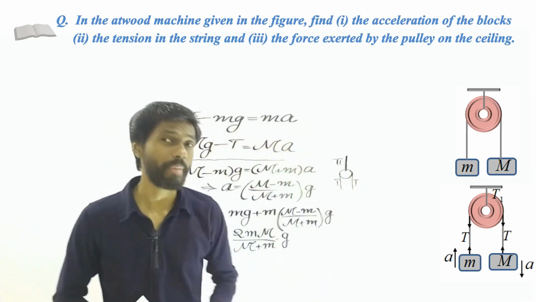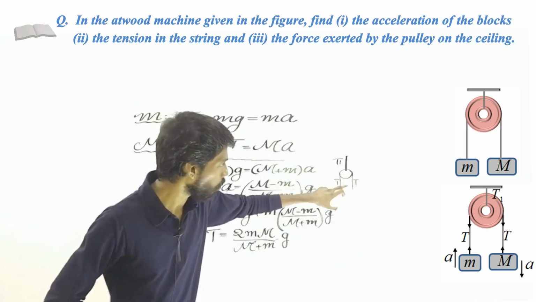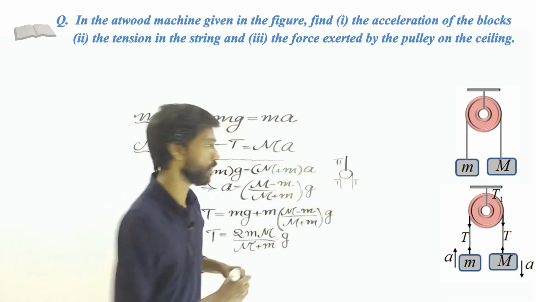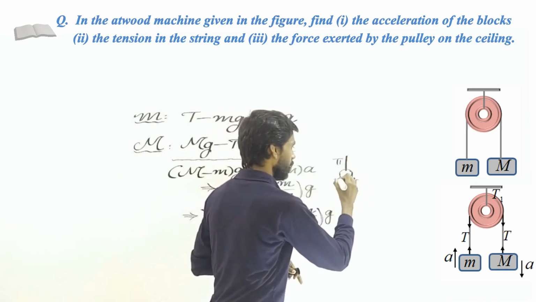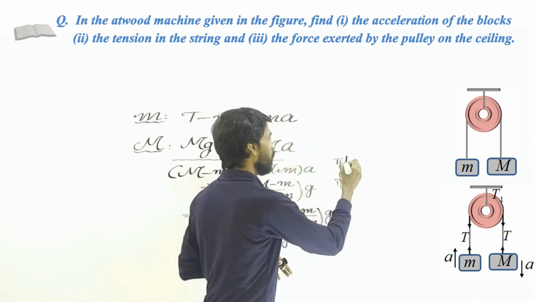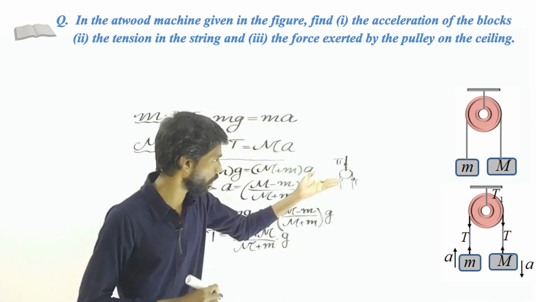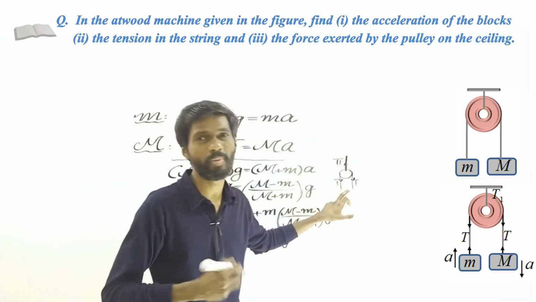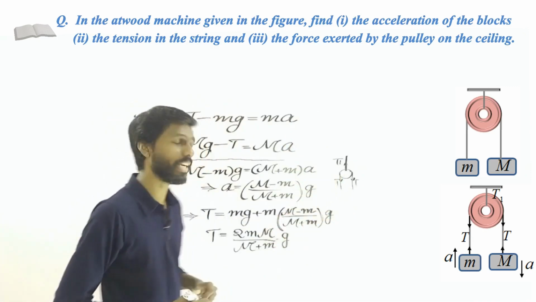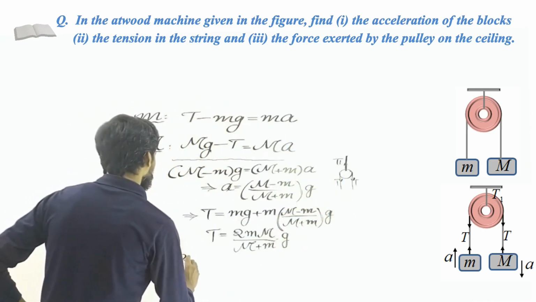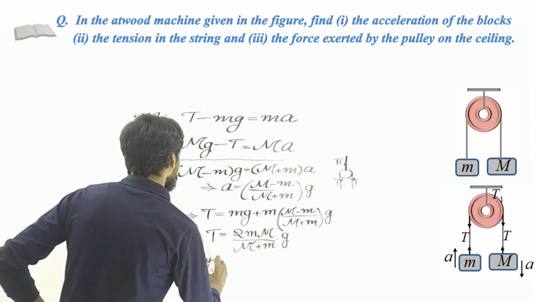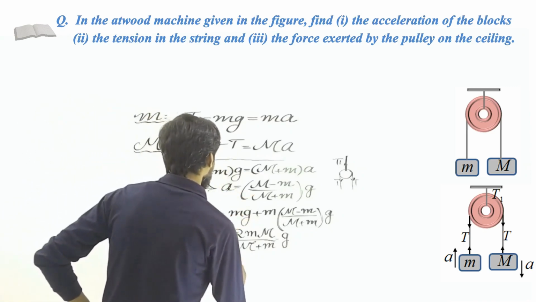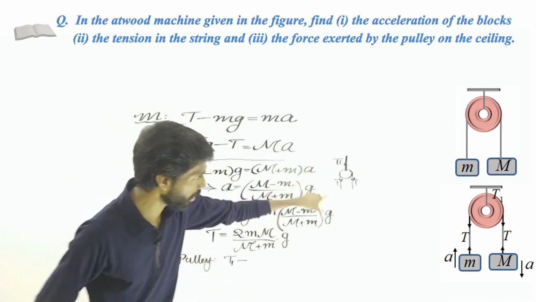Now this pulley is massless, right? So what are the forces acting on this pulley? There is a tension in the downward direction, this tension is driving it downward, and this tension is in the upward direction. These two forces balance each other, right? Or if you simply use Newton's second law, what are the forces acting on the pulley? T1 in the upward direction, minus T here and T here.